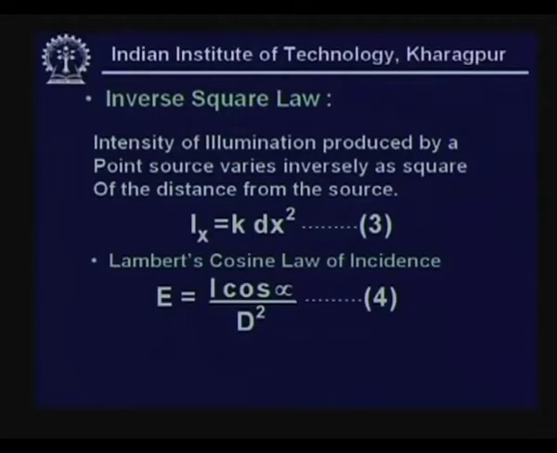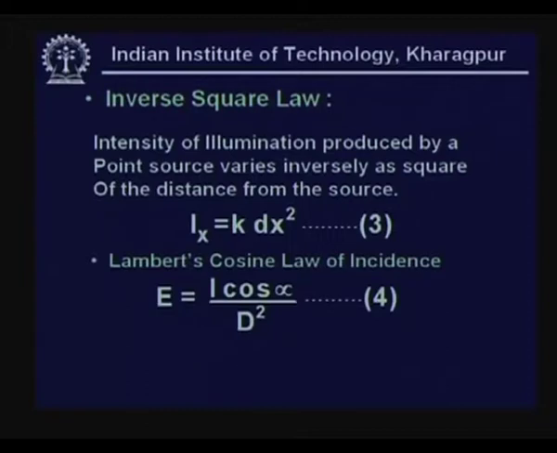The second one is actually a direct corollary of the definition of illuminance, which says illuminance is inversely proportional to the square of the distance.